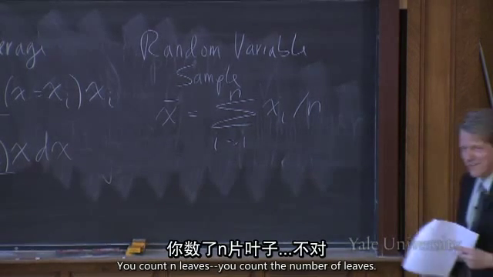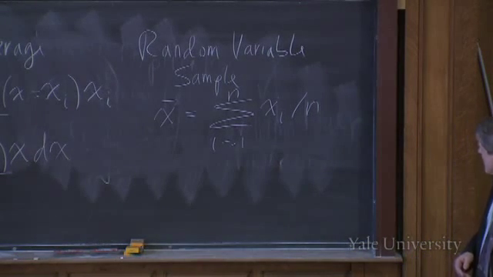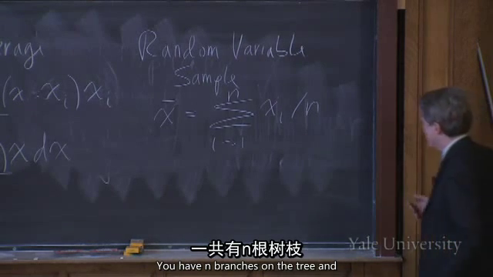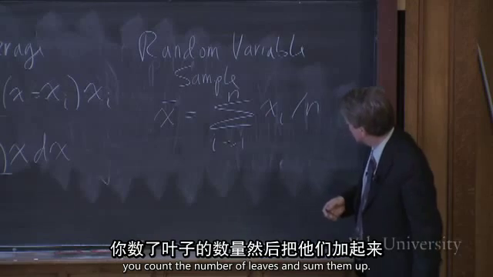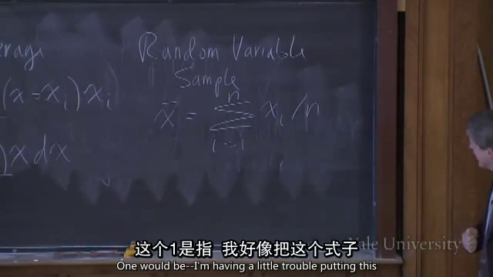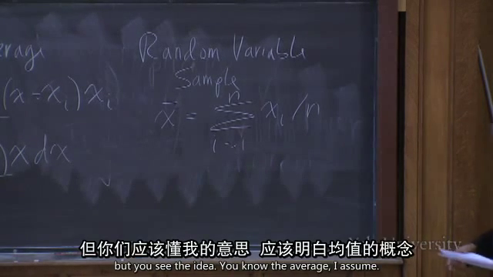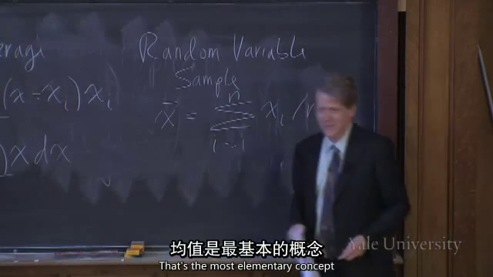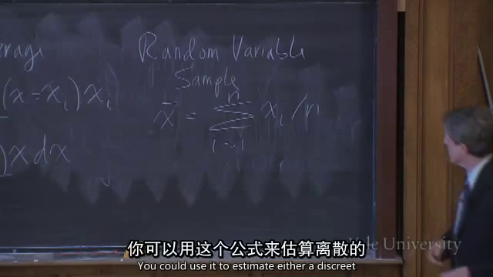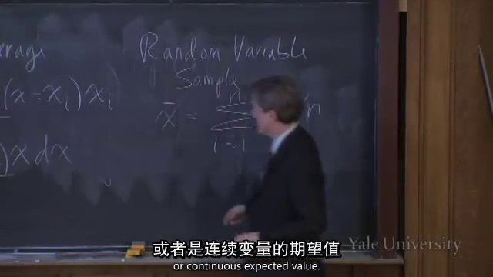You have n branches on the tree. You count the number of leaves and sum them up. I guess I'm having a little trouble putting this into the Rituparna story, but you see the idea. You know the average, I assume. That's the most elementary concept. And so you could use this to estimate either a discrete or continuous expected value.